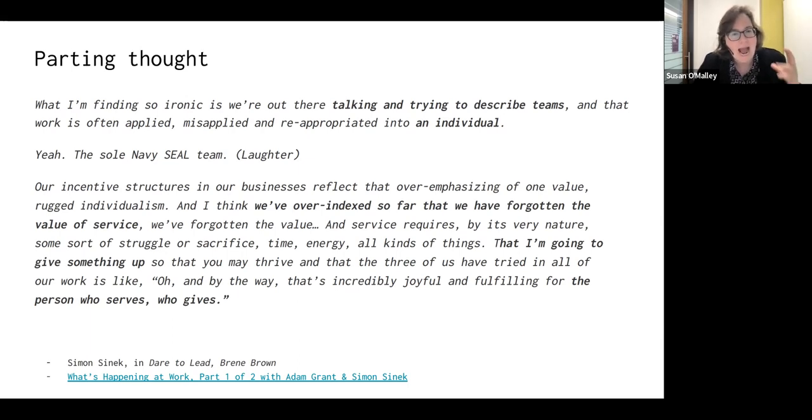And he basically comes back and says, isn't it a tragedy? Our incentive systems in business reflect the overemphasizing of one value of rugged individualism. And he says, I think we're so over-indexed, and so far we've forgotten the value of service, the value that service requires in its very nature to be some sort of struggle or sacrifice, time, energy, all kinds of things. He basically says that the idea that you're going to give up something so that you or others can thrive, and the 3 or 4 of us can have joy in our work, that is the incredibly fulfilling and joyful thing for the person who gives and who serves.